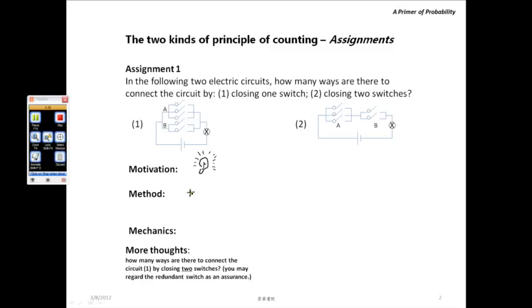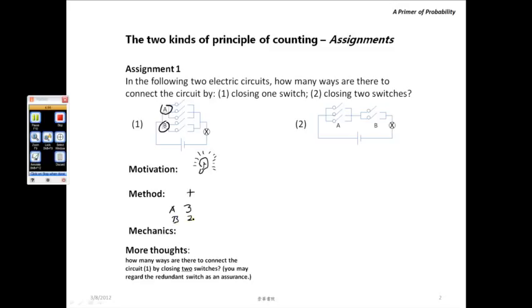Furthermore, we have known that the key to applying addition rule is to identify types of options to get the job done. There are 2 types here, A and B. Type A is of 3 switches, 1, 2, 3. So we got 3. This is A. And type B, 2 switches.